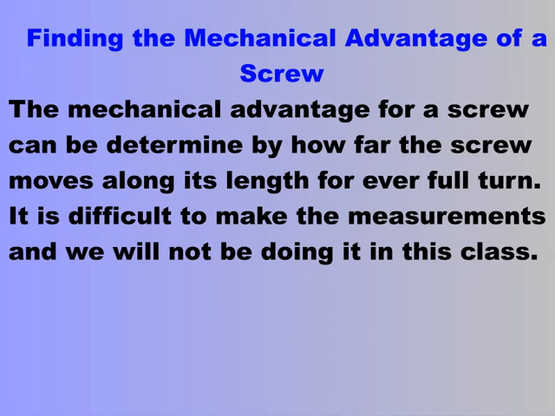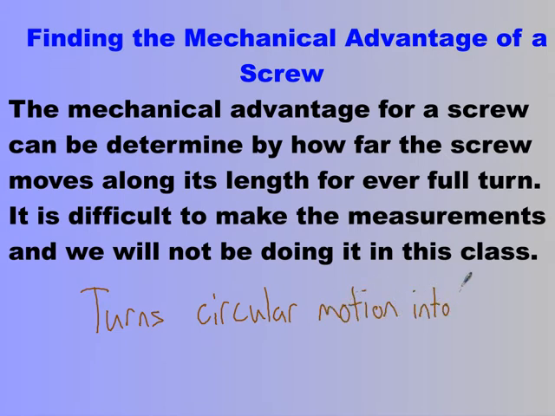And we'll also be talking about a lot of things that are screws other than wood and machine screws. So like a fan is a screw, or like a propeller on a plane is a screw. Anything that basically turns a circular motion into a linear motion. That's what a screw really does. So like a spiral staircase in a way is a screw.